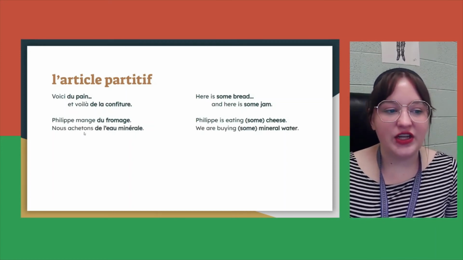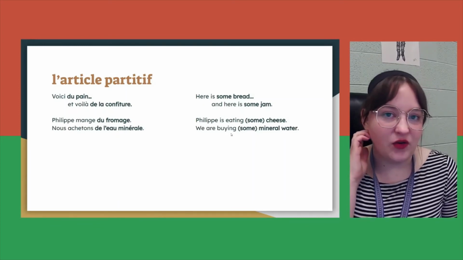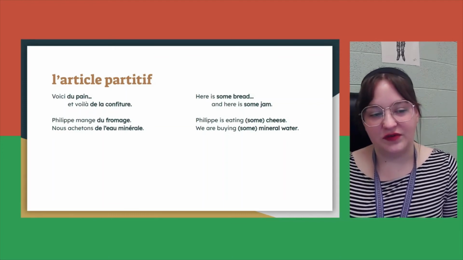Same thing here, nous achetons de l'eau minérale. We are buying some mineral water. In English, you could just say we're buying mineral water, but you cannot in French. You have to say we're buying some.